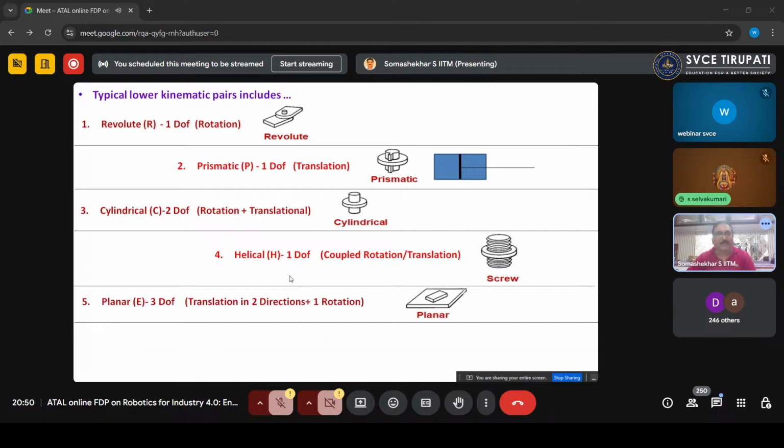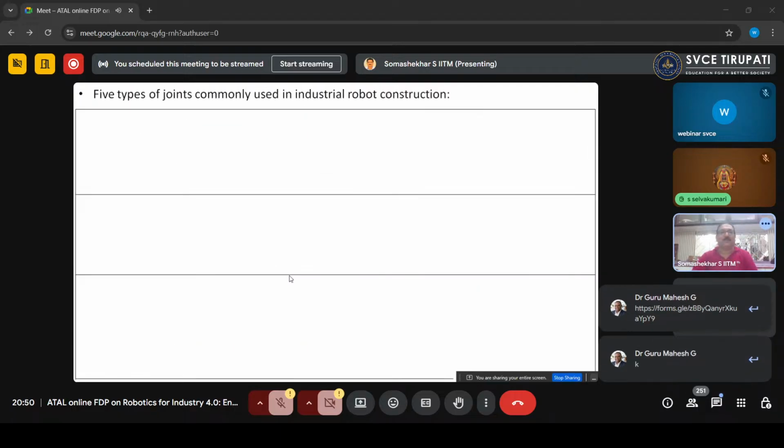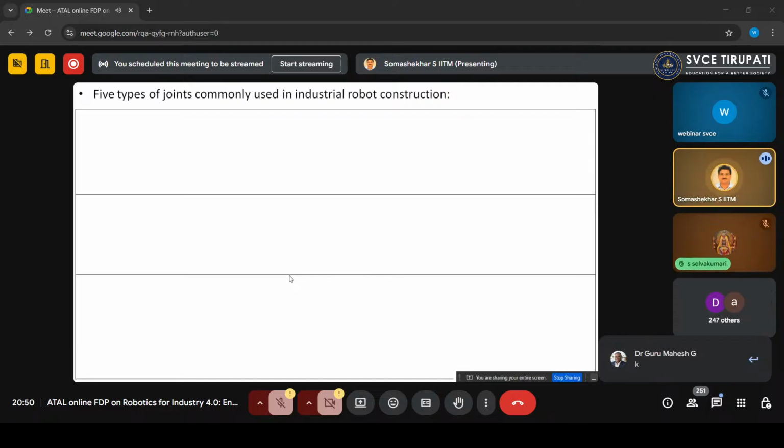Planar joint, you will see 3 degrees of freedom: translation in the X direction, the Y direction, as well as rotation in the plane. Spherical joint, 3 degrees of freedom: rotation along X, rotation along Y, rotation along Z. You see the degrees of freedom are different.